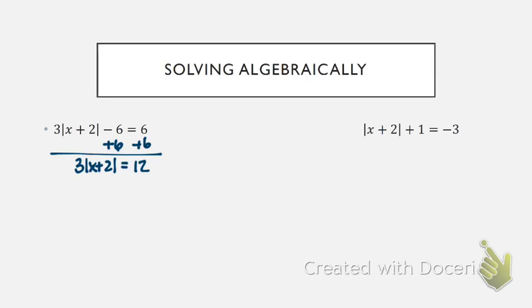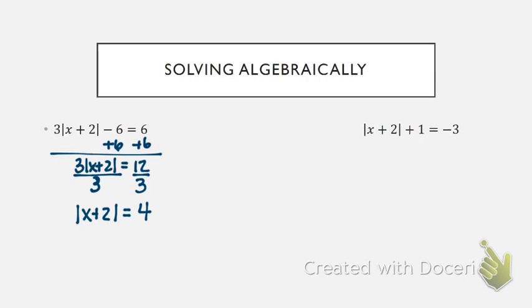So now I'm left with 3 times the absolute value of x plus 2 equals 12. And again, I want the absolute value piece completely by itself, which means I need to divide by 3. And it leaves me with the absolute value of x plus 2 equals 4.